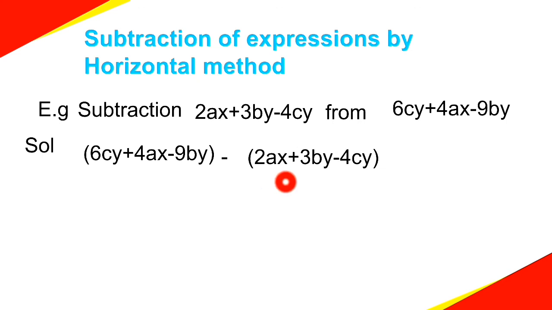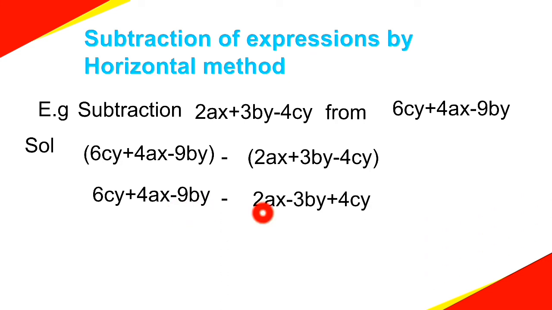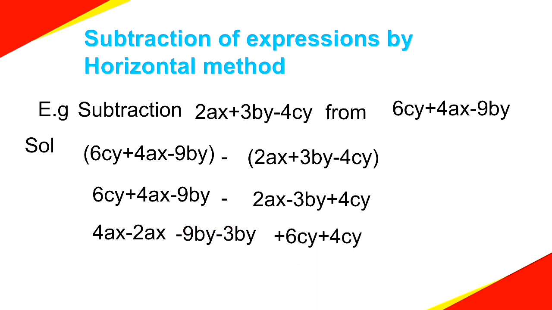Open bracket, 2ax plus 3by minus 4cy. Now we are going to remove the brackets. 6cy plus 4ax minus 9by minus 2ax. Minus into plus, minus 3by. Next minus into minus, plus 4cy. Now in this equation we are going to take the like terms on one side, that is 4ax minus 2ax. Next minus 9by minus 3by, plus 6cy plus 4cy.